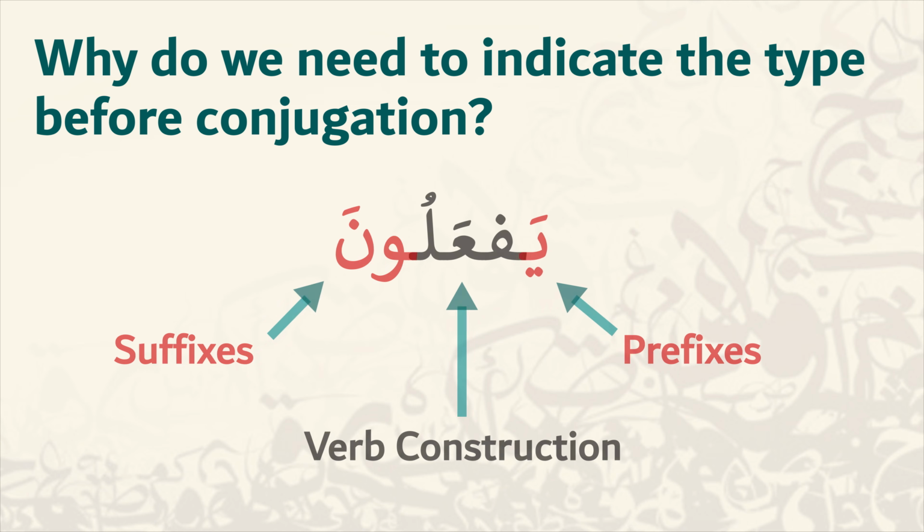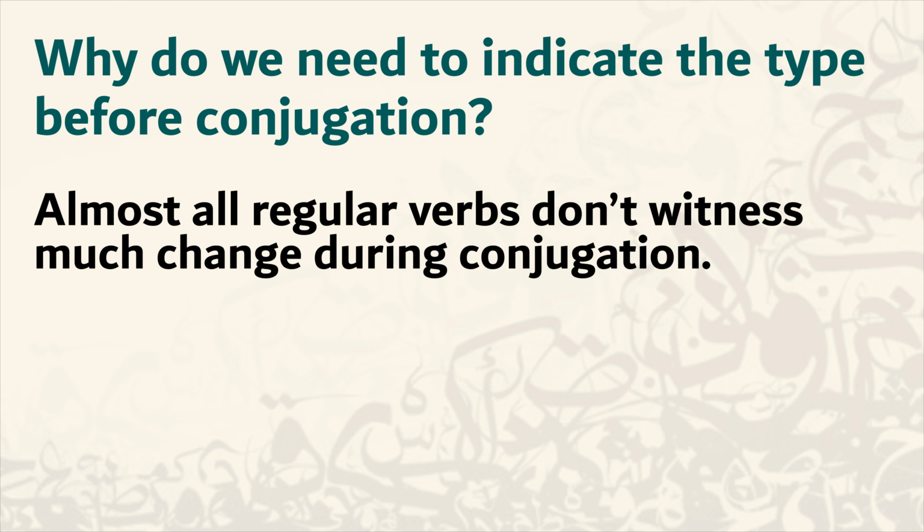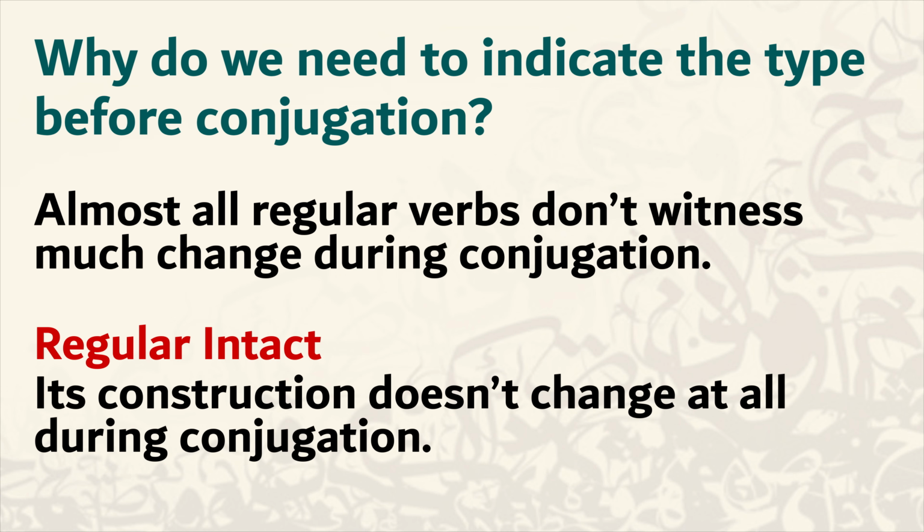You will be happy to know that almost all types of regular verbs don't witness much change when conjugating them, except adding the suffix or the prefix of conjugation, especially the regular intact, الصحيح السالم, whose construction remains intact regardless of the conjugation it takes. That's why we call it intact in the first place, as its construction keeps its shape before and after conjugation. There are some little exceptions with the triple duplicated and al-mahmuz. Apart from that, conjugating regular verbs is the easiest.